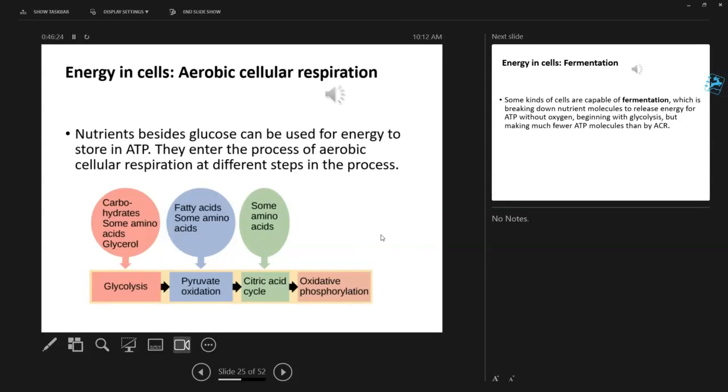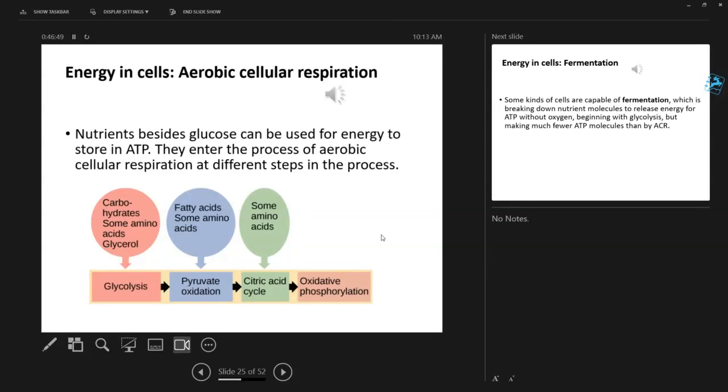Your cells can use amino acids from proteins we eat. It can be broken down for energy. Remember, a fat or triglyceride molecule is made up of glycerol and 3 fatty acids. So those can be used for breaking down for energy as well.